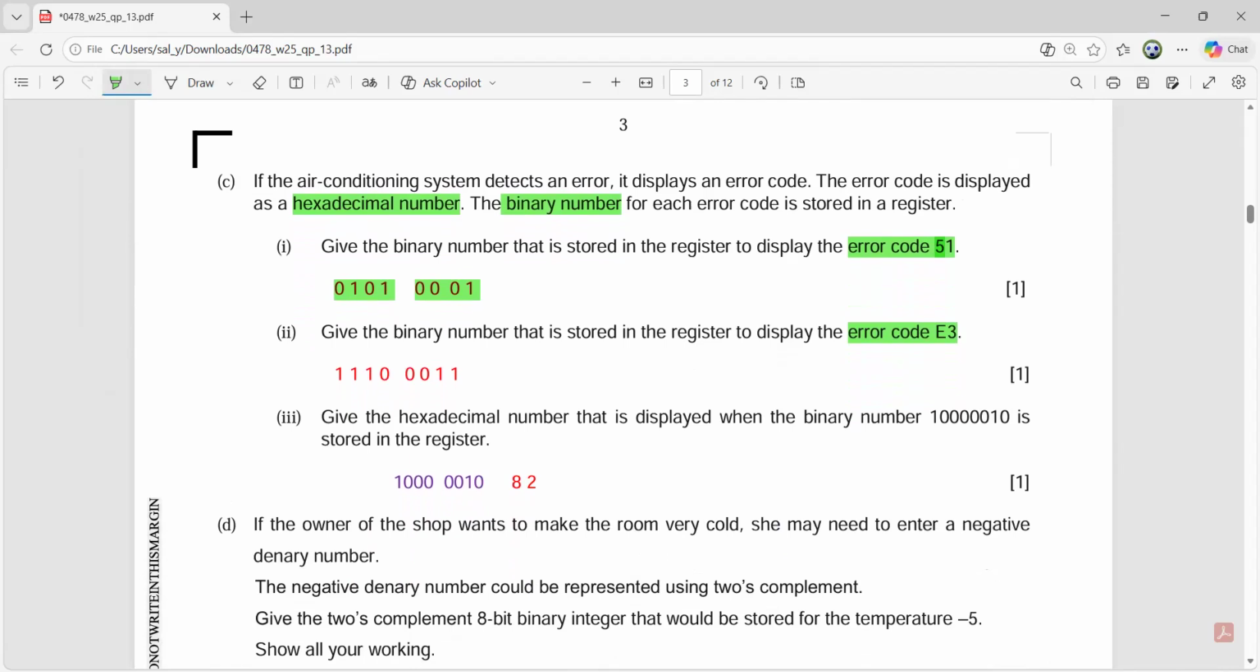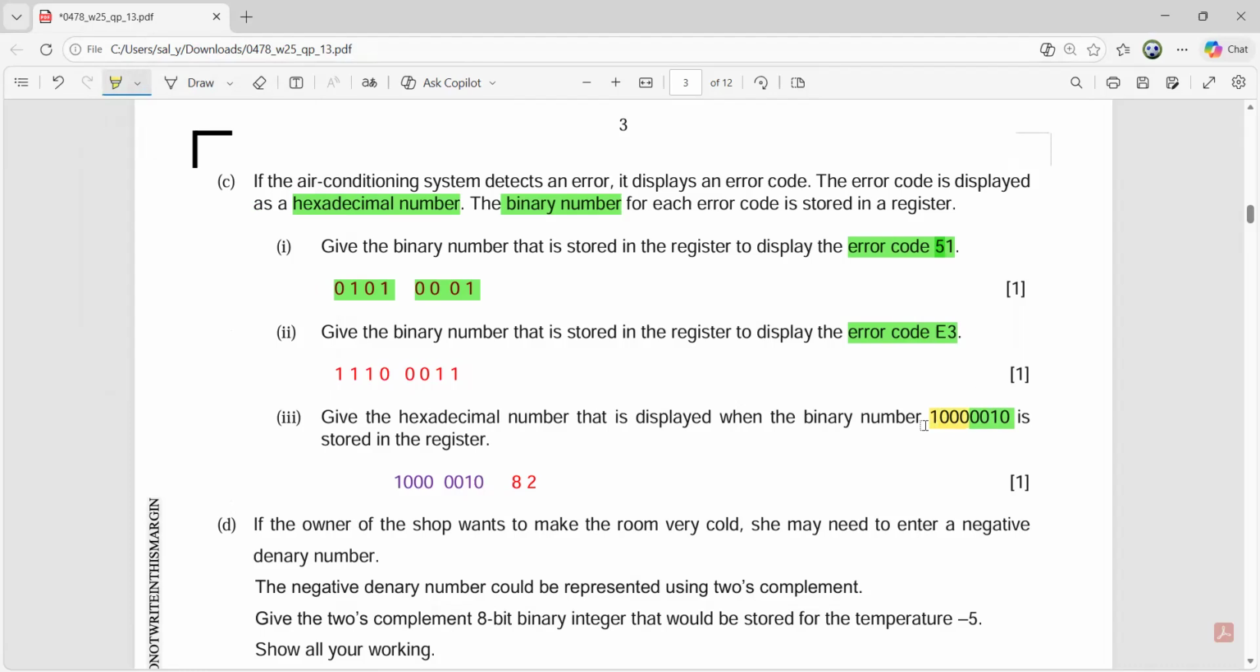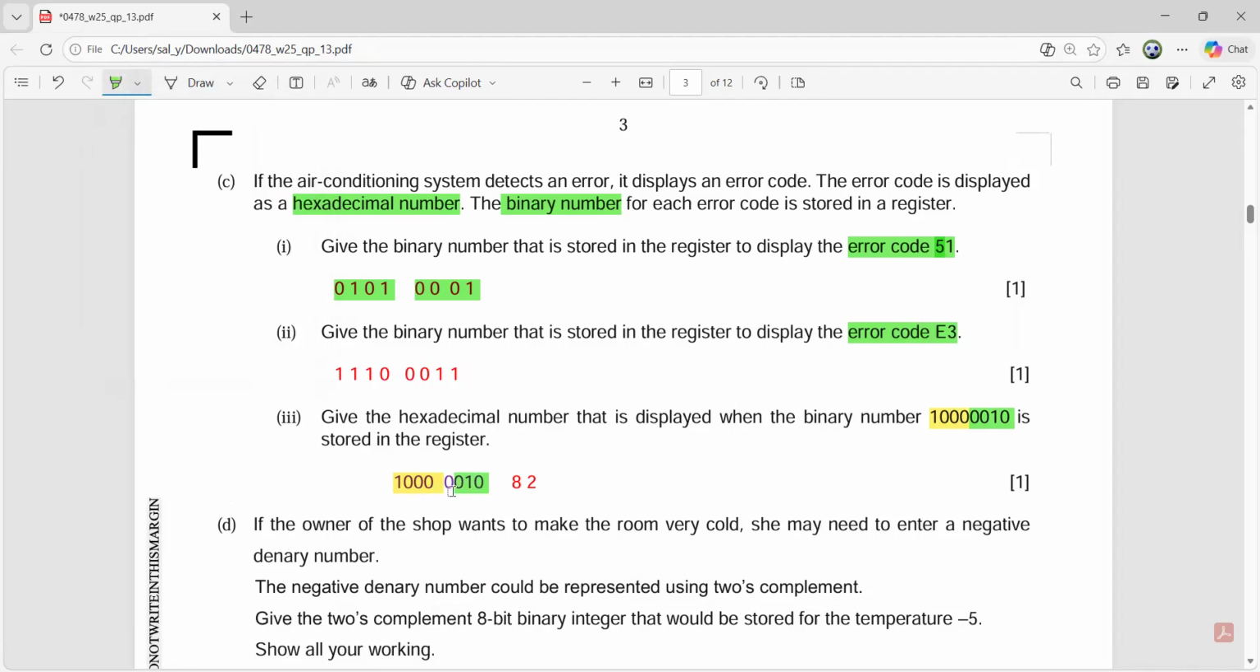Part 3 of C. Give the hexadecimal number that will be displayed when the binary number is 1 and then 6 zeros and 1 zero. So 1 and then 5 zeros and 1 zero. What will you do? You will start from the right hand side and you will make a group of 4 bits in this manner. You will do it in the same manner in your exam also. The first group is made and then you can make the second group. And then you can see for yourself 1000 is here, that is for 8. And the next value is 0010, that is 2. In this manner, you can see for yourself 8, 2.